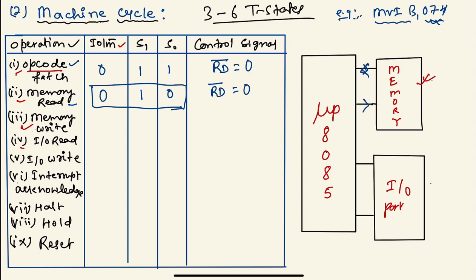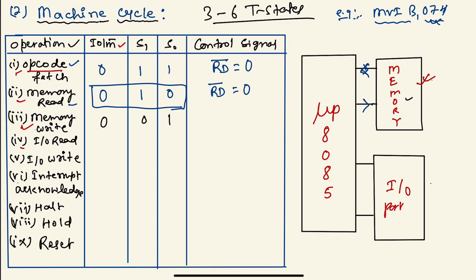Similarly, now we have the next operation, which is called the memory write operation. Here for the memory write operation, this IO/M bar will still be 0 because it is a memory related operation. So the status of this IO/M bar for this third machine cycle will be 0, and S1 S0, to differentiate this from the read cycle, will have 0 1. And this is writing. Writing means the microprocessor is going to store some data into this memory. That is basically the write operation.